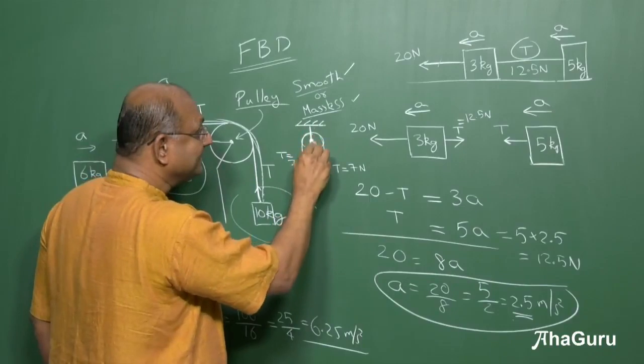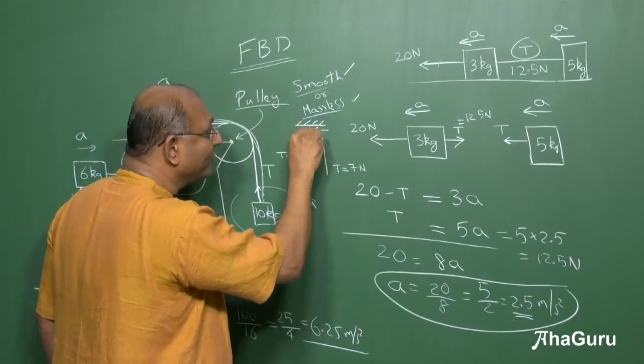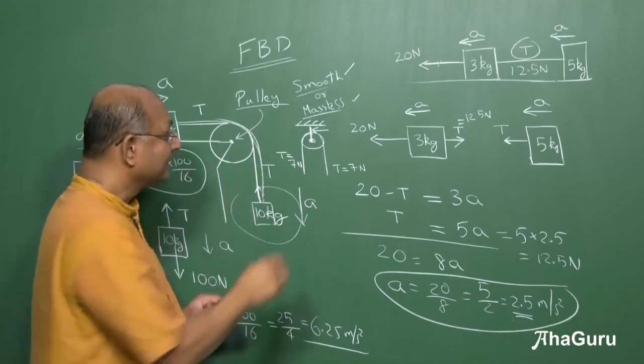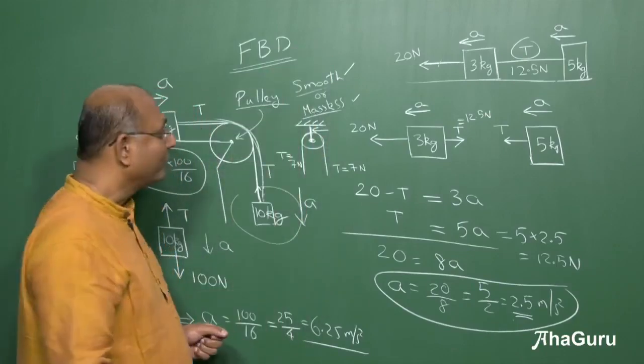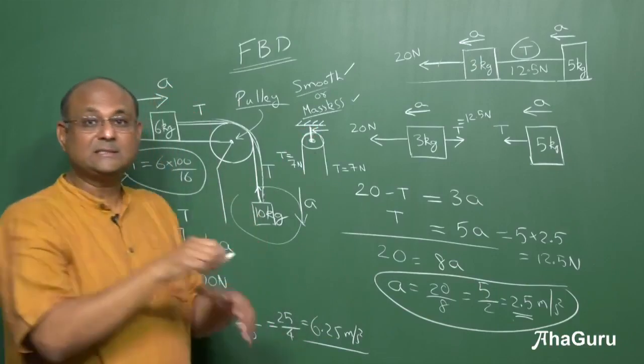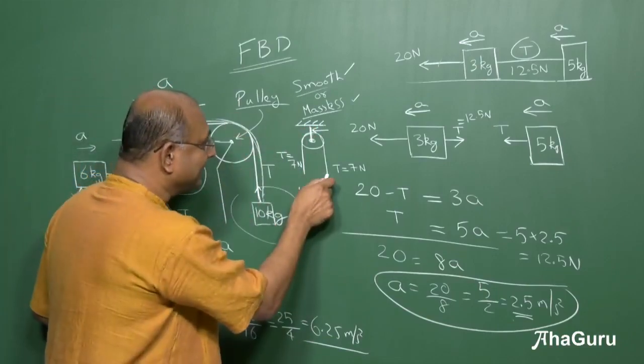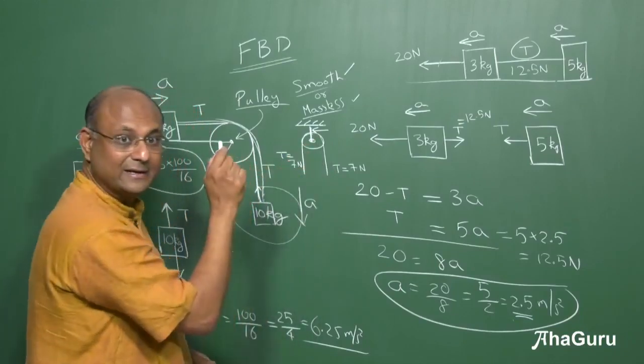But here the tension will not be 7 newtons. Why not? Because this is a different rope. Okay, so I have to find the tension separately. We will worry about how to do that. But basically I want you to understand that the tension here and the tension there is the same.